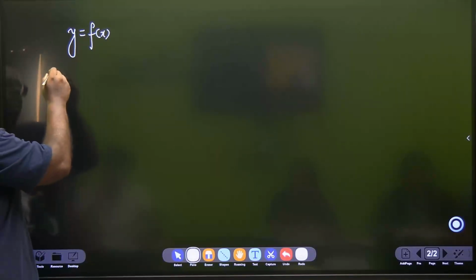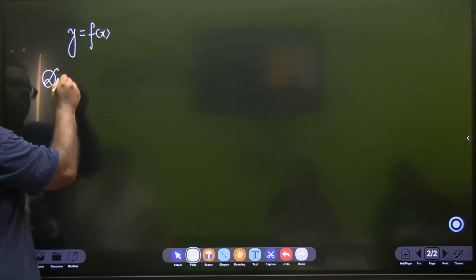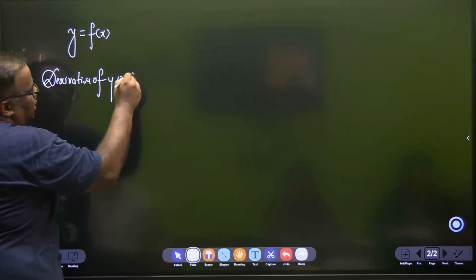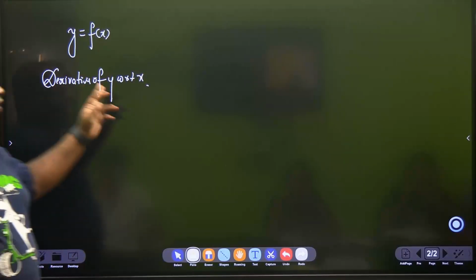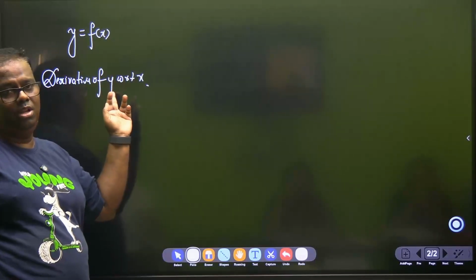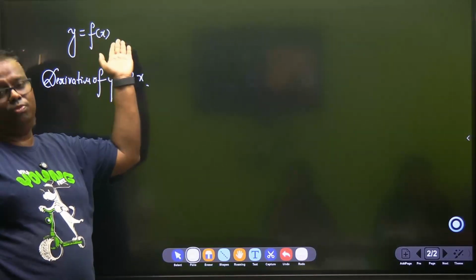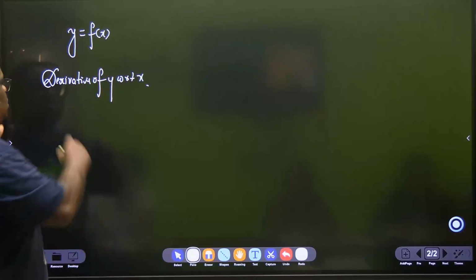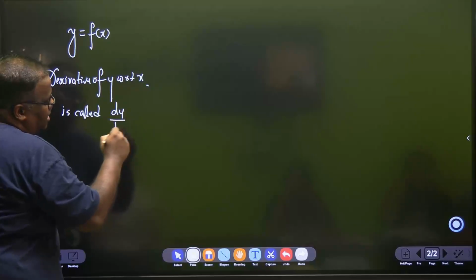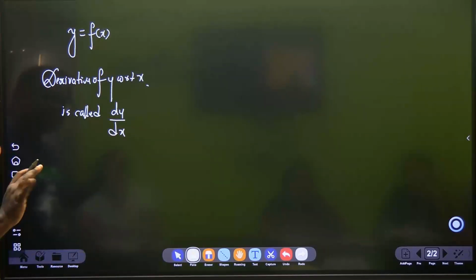Given a function y equal to f of x, mark my words, given a function y equal to f of x, the derivative of y with respect to x. Remember, you always differentiate with respect to the independent variable. Y is the dependent variable. If I put x here, then only f of x will come out. This is called dy by dx. Wait, don't write anything, just see.